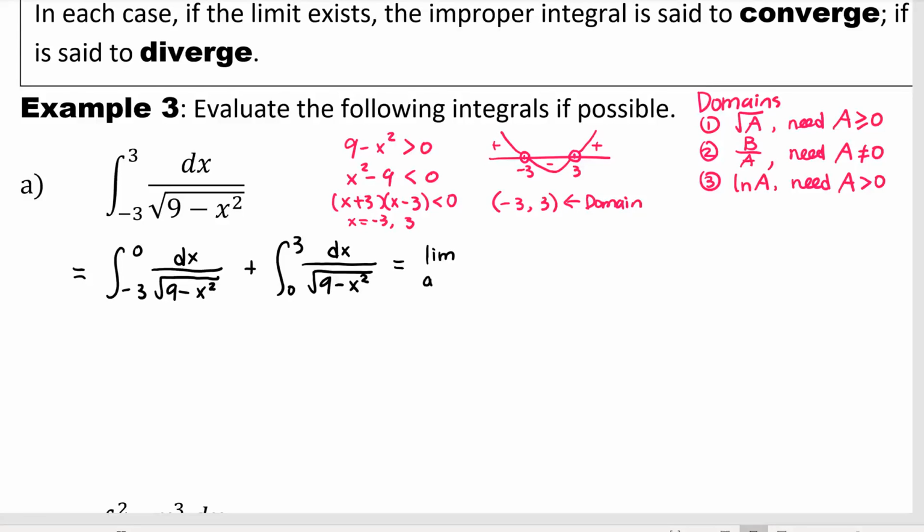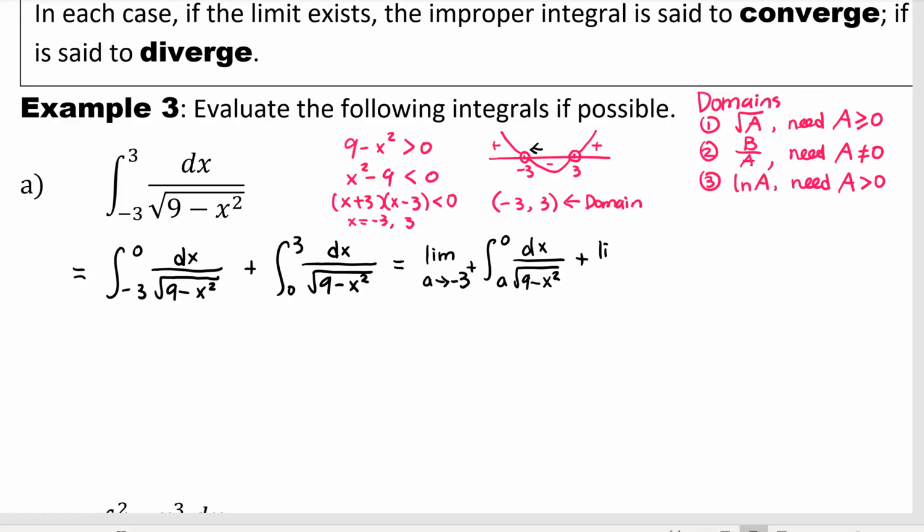Because negative 3 and 3 are the improper values, let's call this A, and we replace negative 3 by A. When we are approaching negative 3, do we approach it from the left or from the right? We're approaching it from the right. So that's why A goes to negative 3 from the right, and we have dx over square root of 9 minus x squared.